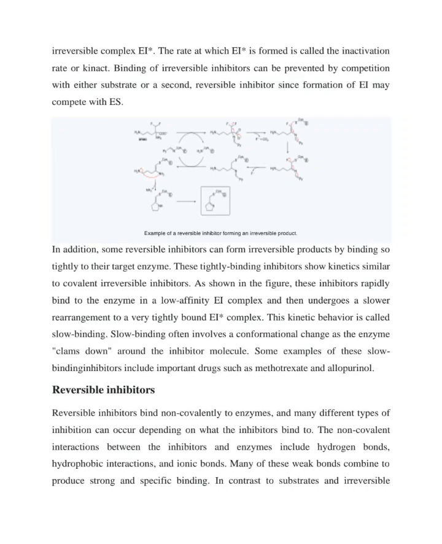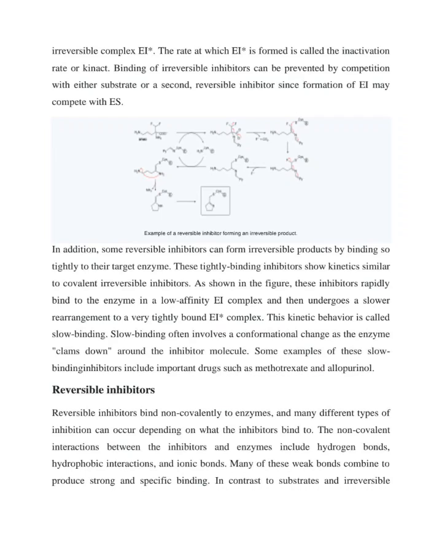This figure shows that these inhibitors rapidly bind to the enzymes in a low affinity enzyme-inhibitor complex and then undergo a slower rearrangement to a very tightly bound enzyme-inhibitor complex. This kinetic behavior is called slow binding. Slow binding often involves conformational changes as the enzyme clamps down around the inhibitor molecule. Some examples of these slow binding inhibitors include important drugs such as allopurinol and methotrexate.